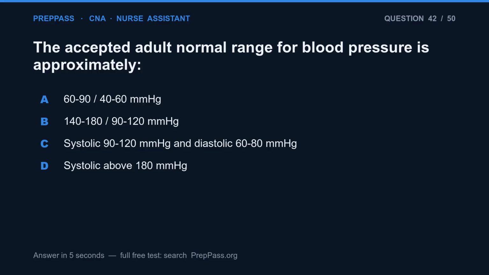Question 42. The accepted adult normal range for blood pressure is approximately A. 60-90/40 to 60 mm of mercury. B. 140 to 180/90 to 120 mm of mercury. C. Systolic 90 to 120 millimeters of mercury and diastolic 60 to 80 millimeters of mercury. D. Is systolic above 180 millimeters of mercury.